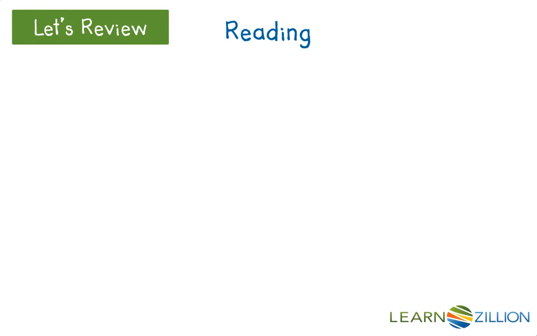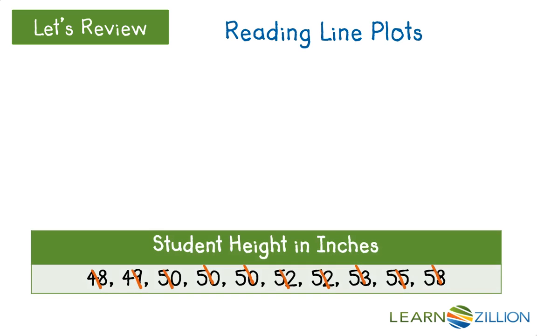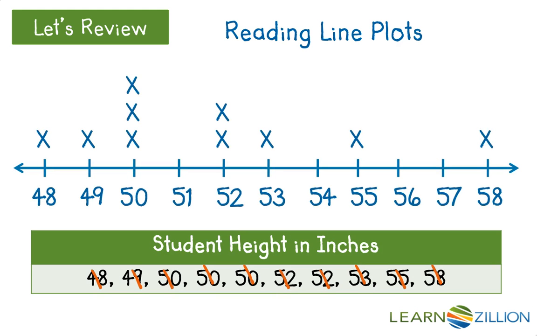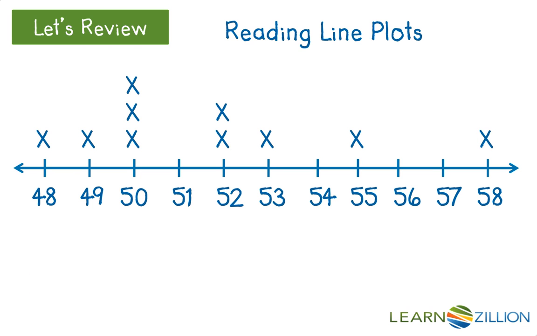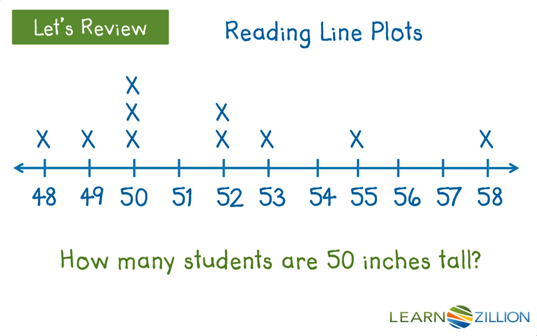Let's review. When we are looking at a line plot, we have to be sure we know how to read or interpret the information. We have a line plot that's been created for the data in the table below. Each mark above the number on the line plot represents a piece of data. Understanding that each mark on a line plot represents a piece of data helps us make sense of the data and answer questions, such as how many students are 50 inches tall? Since there are 3 marks above 50 on our line plot, there are 3 students that are 50 inches tall.